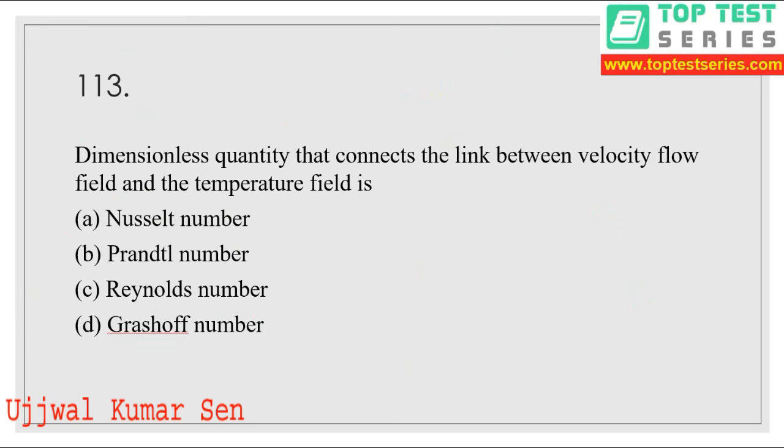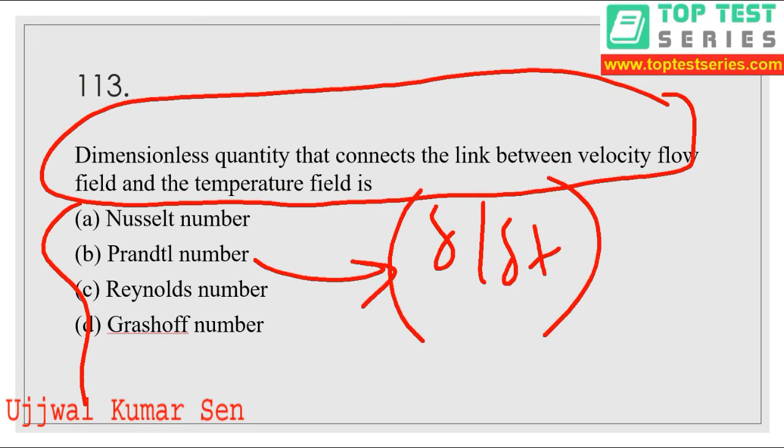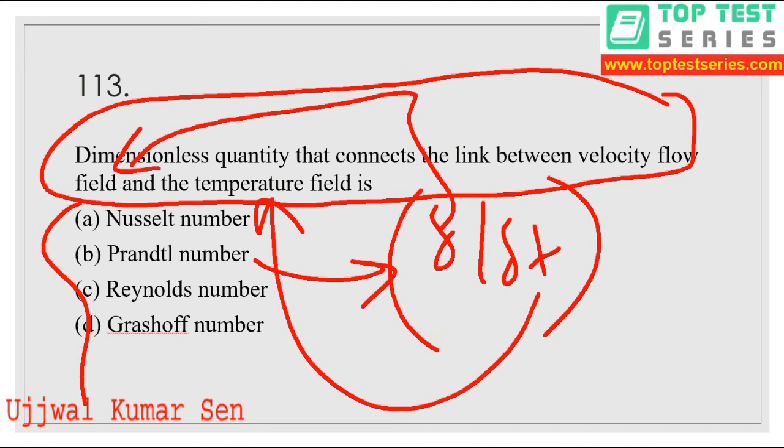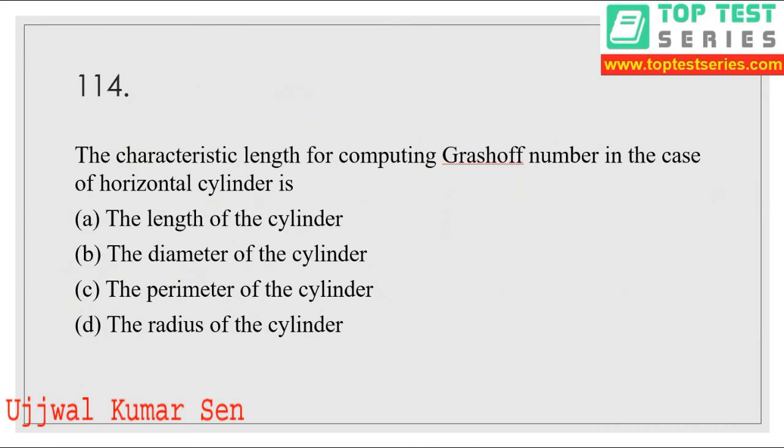Question number 113. The dimensionless quantity that connects the link between velocity flow field and temperature field is, my dear, directly, if you see the formulas for all these numbers, you will not find the answer to this question. But if you see indirectly, it is delta by delta T. Delta is related to the velocity flow field, and delta T is related to the temperature field. Therefore the answer is Prandtl number is equal to (delta by delta T) to the power 3. So the answer for this question is option B.